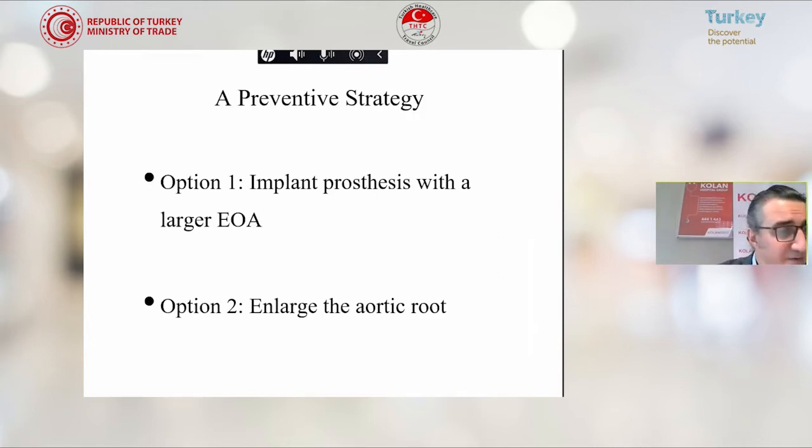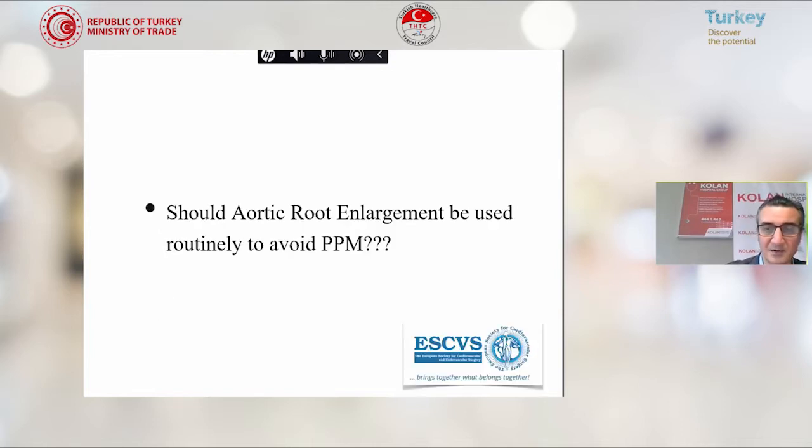If there is a risk of patient prosthesis mismatch, the surgeon should consider mainly two options. The first, implant another type of prosthesis with a larger effective orifice area, such as a stentless bioprosthesis, a new generation mechanical or bioprosthesis, or an aortic homograft. The second option, enlarge the aortic root to implant a larger prosthesis. Despite some concerns, it may increase morbidity and mortality.